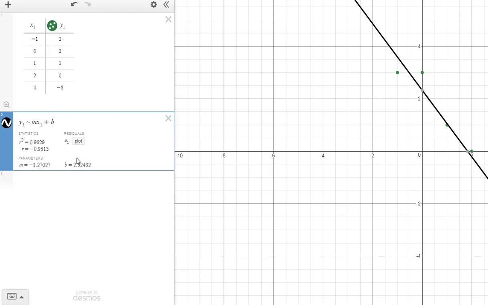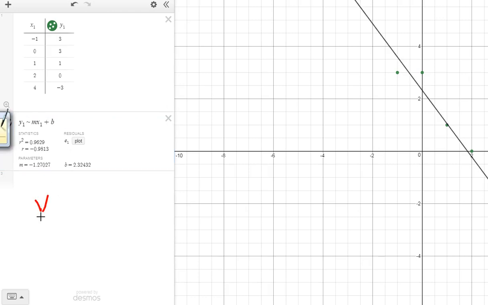Now, this pops up some really cool stuff. It gives us our m. Our slope here is -1.27. Two decimal places is usually good enough. And our b is 2.32. I'm going to round that to 2.32. There it is. That's our slope. That's our y-intercept.